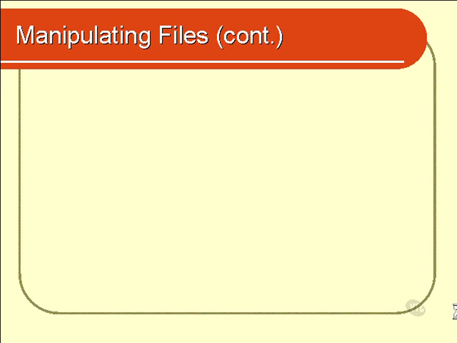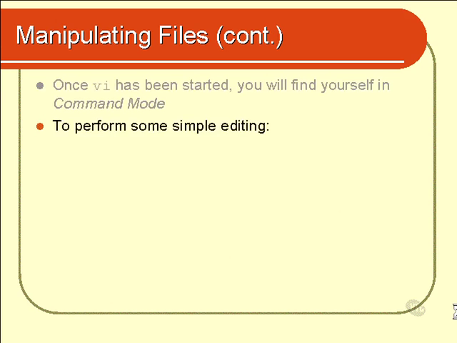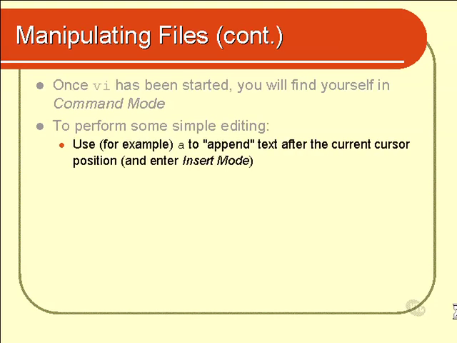Okay, now that we've seen how to start Vi, let's see how to perform some basic editing. You'll find yourself in command mode when you start Vi. I think I mentioned that before. So to simply add some text, some regular boring old text to the file, type in a command like A. Can you see the A there? A to append text after the current cursor point.